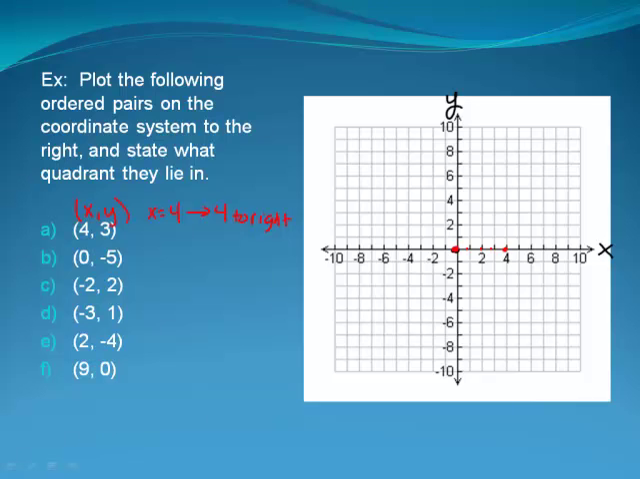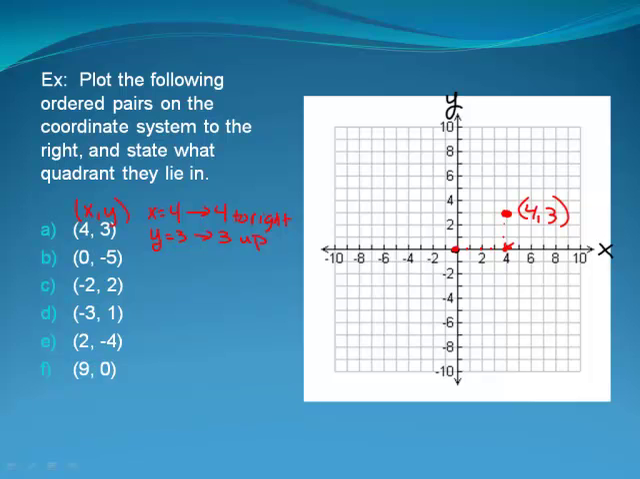Then our next step is we're going to look at our y values. In this case, y equals 3. That means we're going to move 3 units for sure. Now the question is, do we move up or down? Since it's a positive 3, positive y values are up. So we're going to move 3 units up from where we stopped on our x-axis. From here, we're going to move 3 up. 1, 2, 3. There's our point, and we've got a label of 4, 3: 4 units to the right, 3 units up.